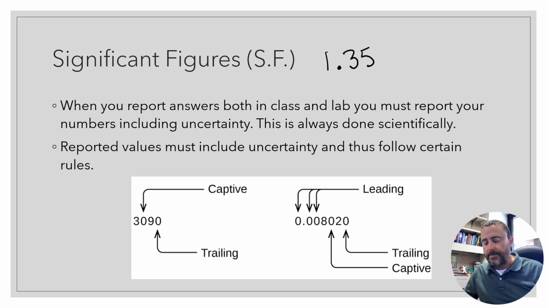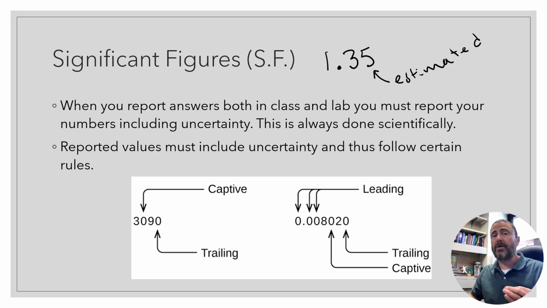All of those numbers are significant, even though that last value is estimated. It's still significant to us because it's telling us something about what's going on there. It's telling us that we don't know that it's exactly 1.3, that it was somewhere between 1.3 and 1.4, so we need to include it. Whenever you report anything in class or in lab, you have to also include your uncertainty in order to give all the information to your readers or the people looking over your work.